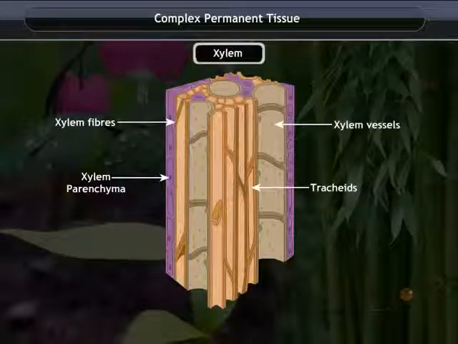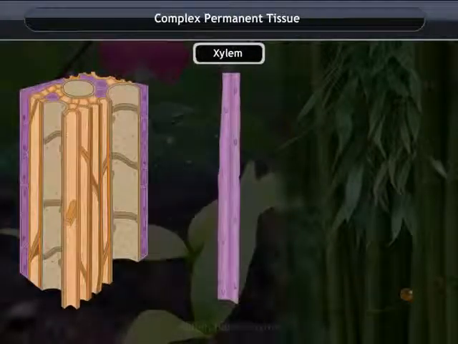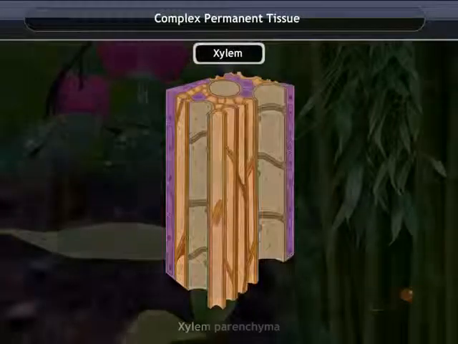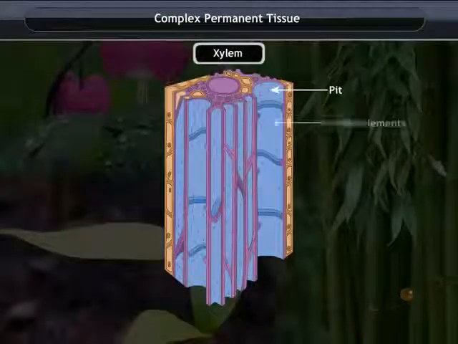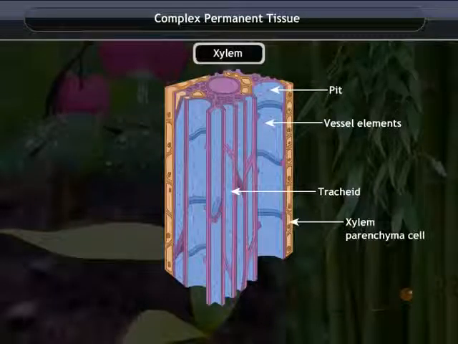Except xylem parenchyma, all other elements are dead cells and have thick lignified walls. The parenchyma stores food and helps in the sideways conduction of water. These dead cells are arranged one on the top of the other, forming a continuous tube.